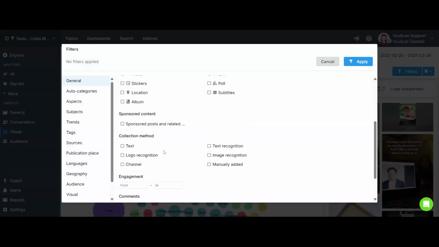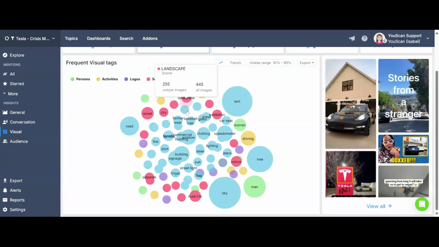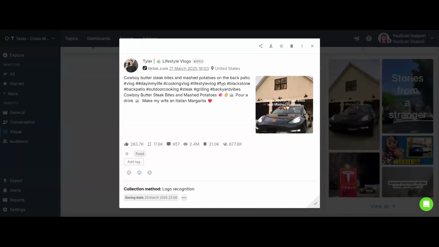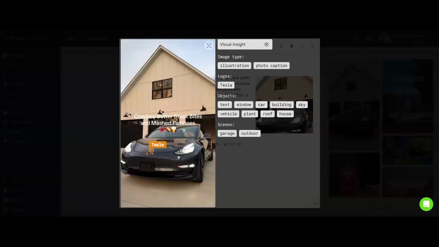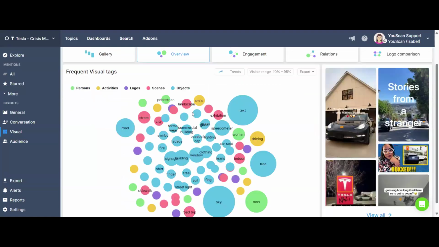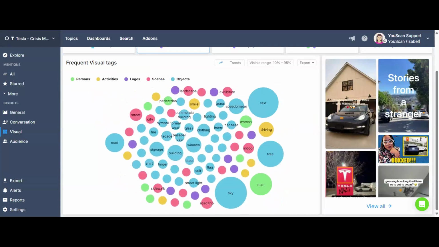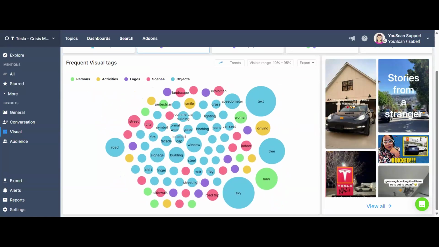I can go here to filters and to logo recognition to filter only mentions that are selected by logo. I don't want to understand only when my brand is mentioned in a photo or in a video. I want to understand in which contexts my brand is being most mentioned. So is it in outdoor or indoor places? Are there more men or women talking about my brand? Okay, there are more women talking about my brand, but in a visual context, what type of person has more engagement when talking about my brand?